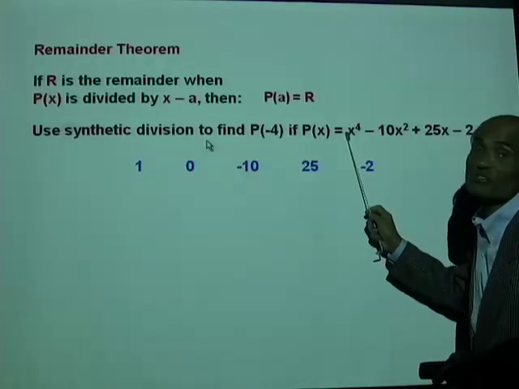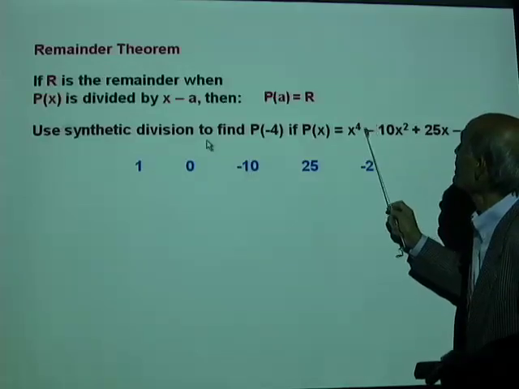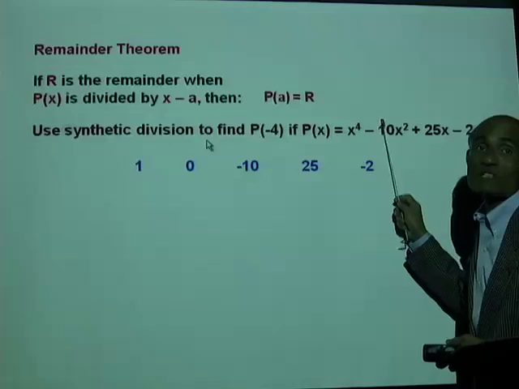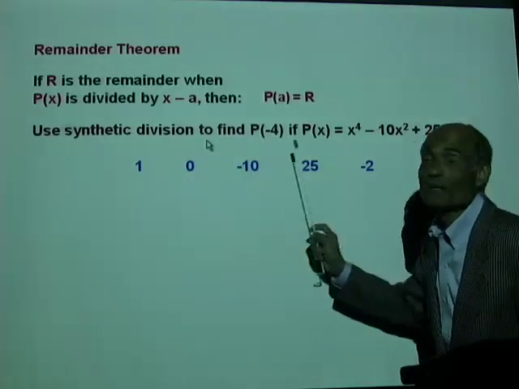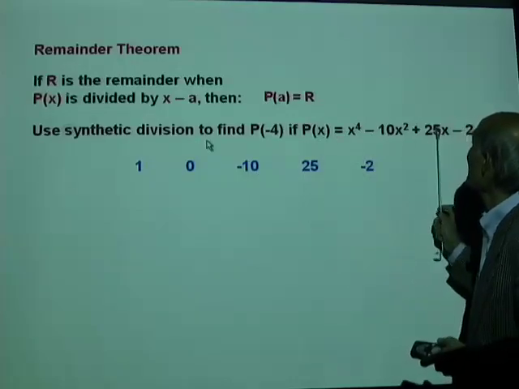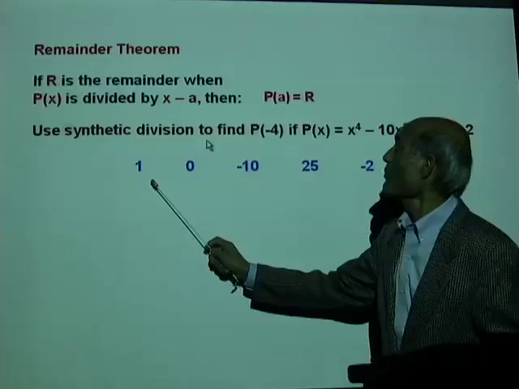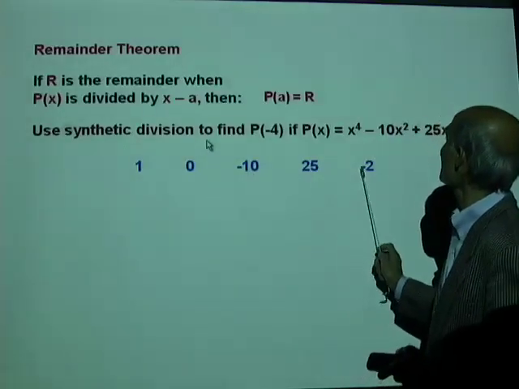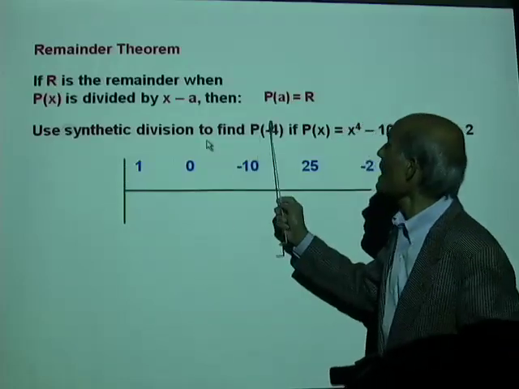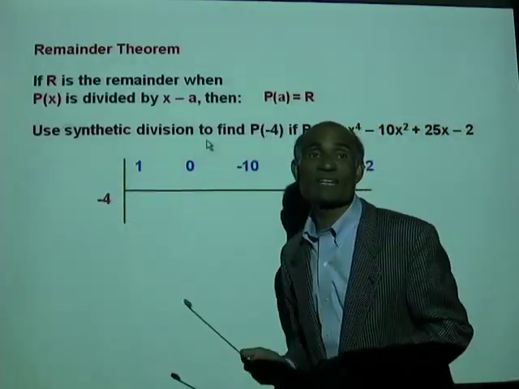The coefficient of x to the power of 4 is 1. Now, if you notice, there is one term missing here. The power 3 is missing, so you need to use a 0 there. So 1, 0, the coefficient of x squared is negative 10, the coefficient of x is 25, and the constant term is negative 2. 1, 0, negative 10, 25, negative 2. Your horizontal line, vertical line, and the number that you write to the left of this line is negative 4.